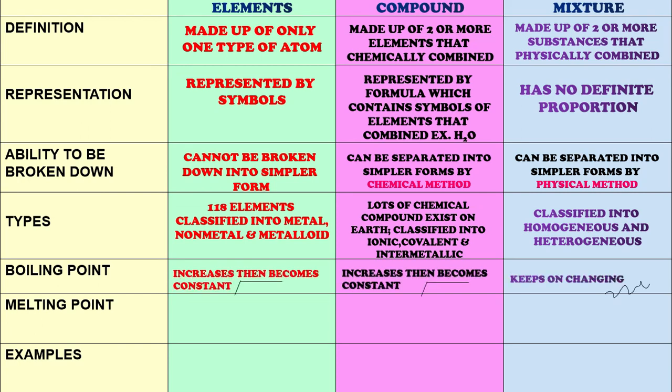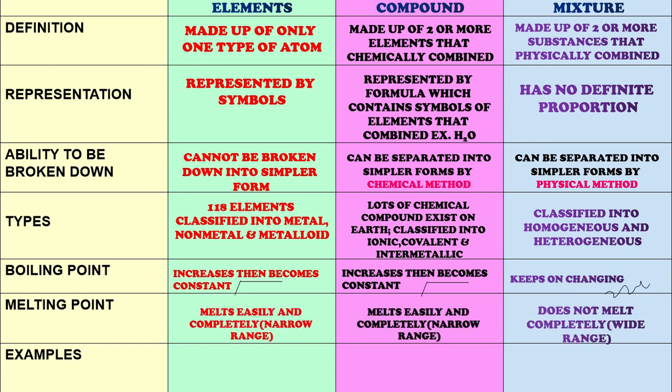According to boiling point, since elements and compounds are pure substances, their boiling point increases then becomes constant, and a mixture keeps on changing at different times. Melting point: both elements and compounds melt easily and completely, meaning they have a narrow range of melting point, while a mixture does not melt completely, meaning it has a wide range of melting point.